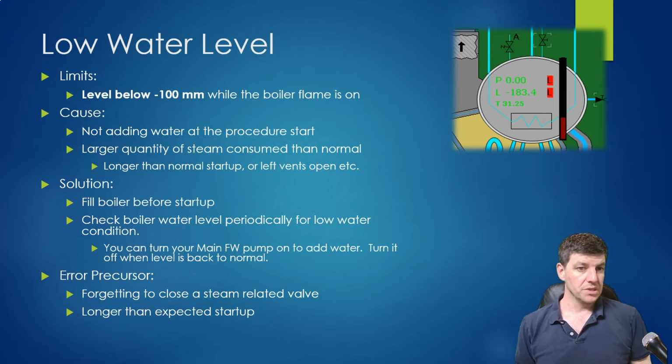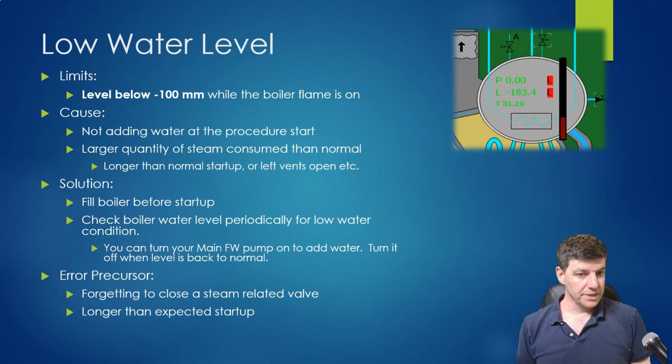So a couple of solutions. One, fill the boiler before your startup. And two, check your water level on an ongoing basis once you start to make steam. And if you do need to add water, we know we can just turn on the main feed water pump, add some water in, and then turn it off. So we always have that process that we can go through.